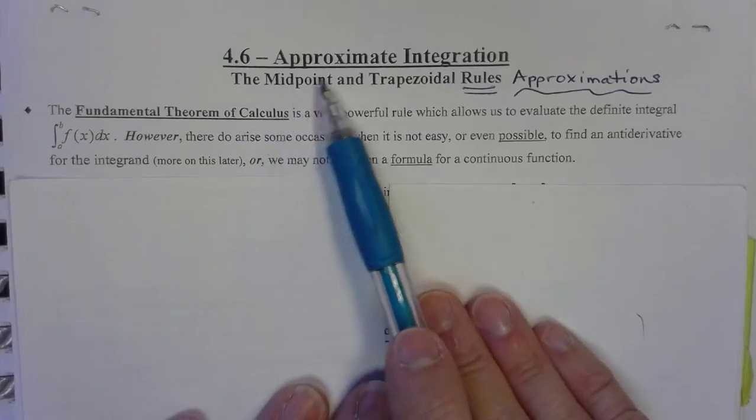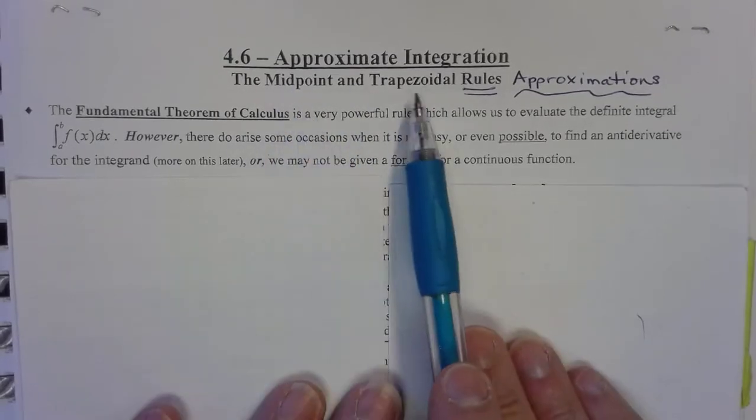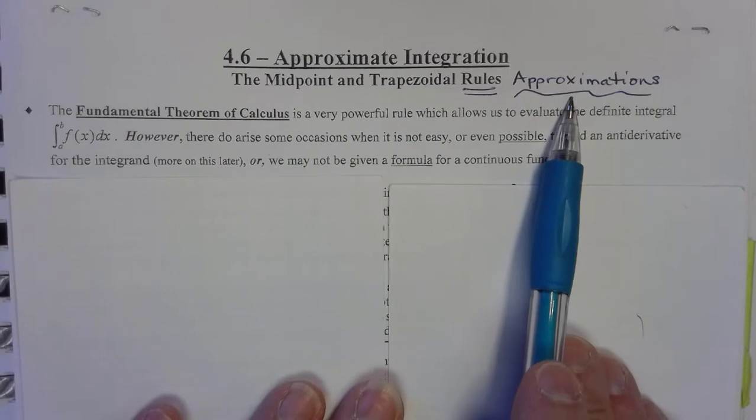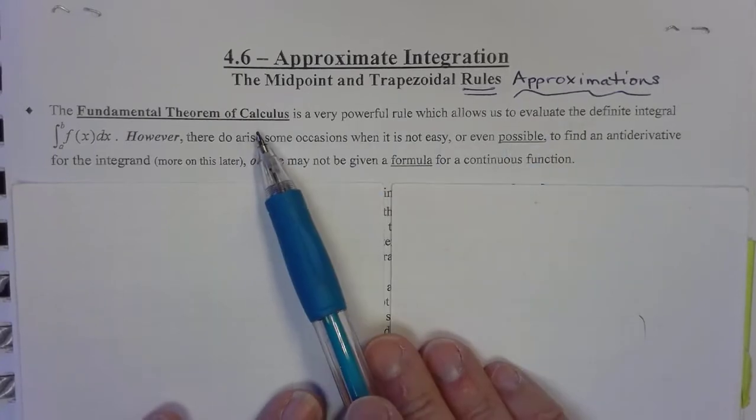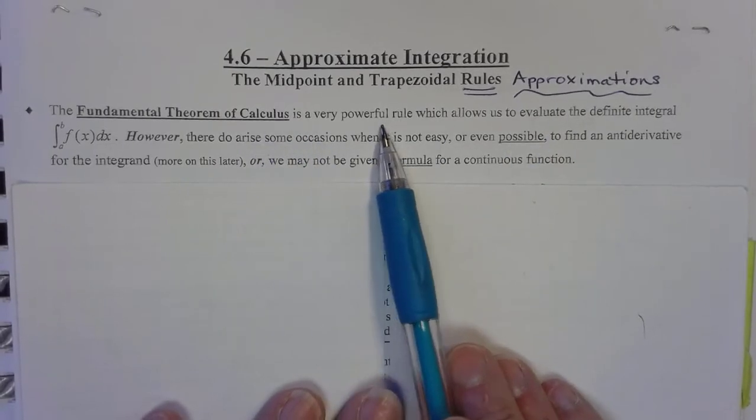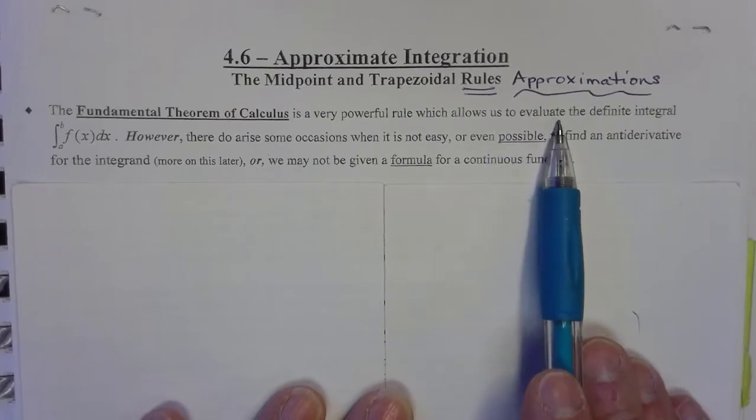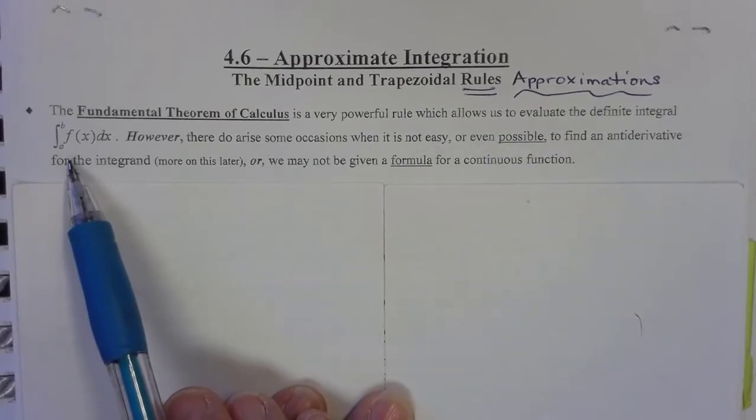Section 4.6, approximate integration using the midpoint and trapezoidal rules. Now remember, these are approximations. The fundamental theorem of calculus is a very powerful rule which allows us to evaluate the definite integral from a to b of f of x dx.